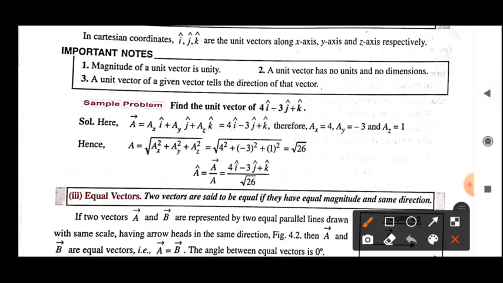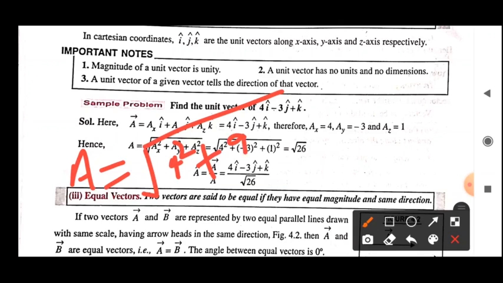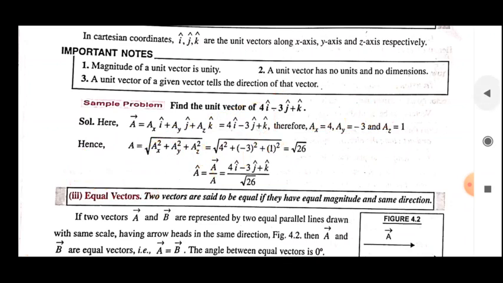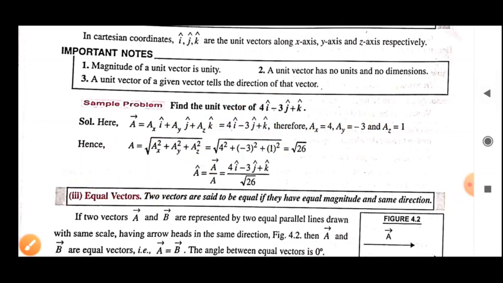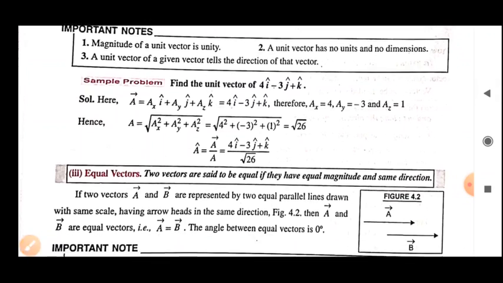So how can we find the modulus of A? The modulus of A is found by taking the root of the sum of squares of all the components. The first component, multiplied with i, is 4, so 4 squared, plus the second component, minus 3 squared, that is 9, then the third one plus 1. Finally, if you solve it, this is obtained as root 26. This is our modulus, and now with the help of this we can write down the unit vector. In this way unit vectors can be calculated easily.